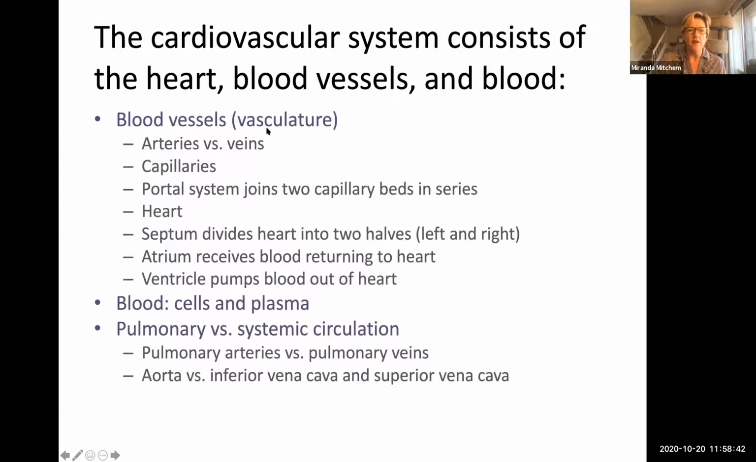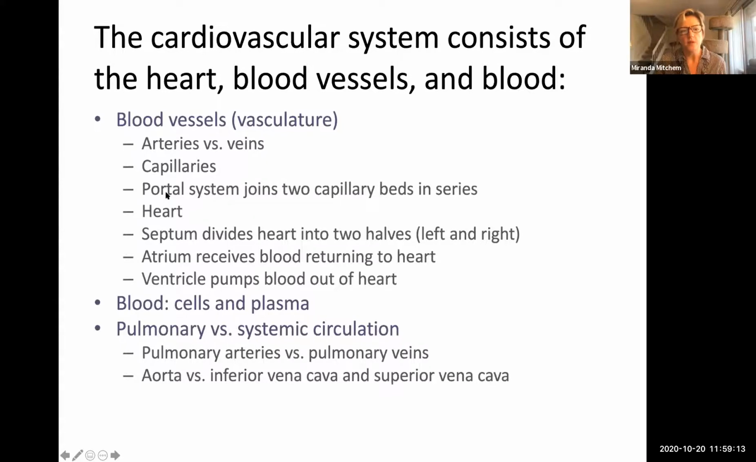So our blood vessels, we have arteries and veins. We'll spend more time in chapter 15 talking about that. But we've got different types of arteries, different types of veins. The capillaries are really where that exchange happens. And the design of our cardiovascular system is such that every single cell is able to receive the nutrients that distribute through the cardiovascular system.